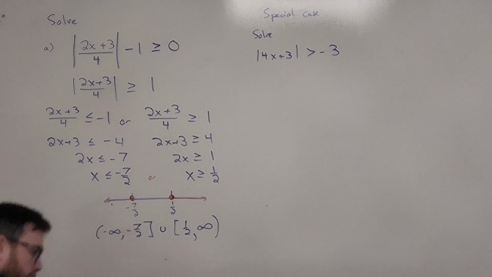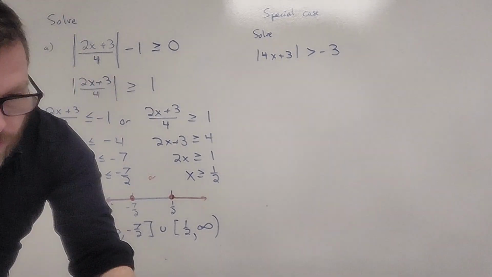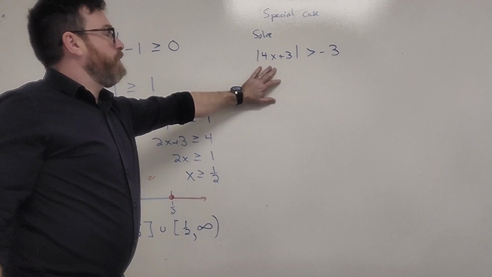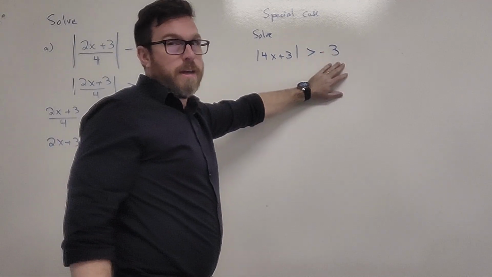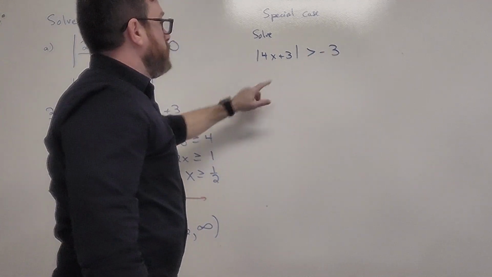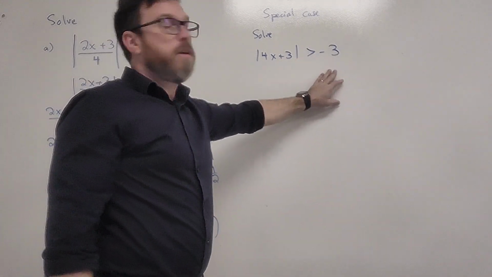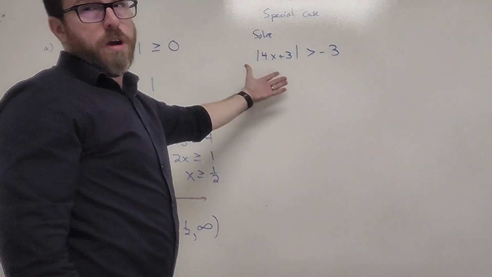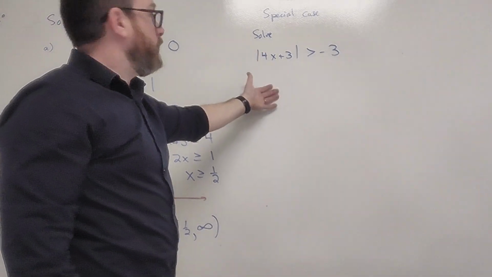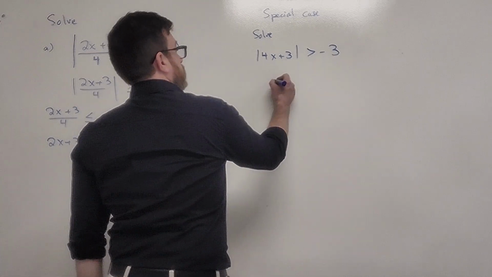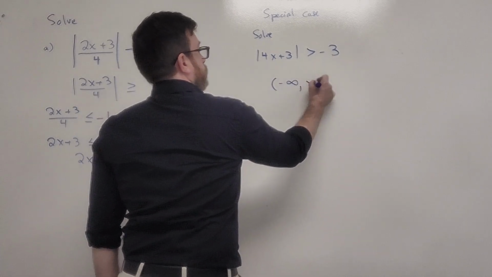Now there's one other special case I wanted to show for absolute values greater than, which is what happens if I ask you the absolute value of 4x plus 3 is greater than negative 3. Well, what we know is that absolute values will always spit out numbers that are 0 or positive. So this is always true. No matter what number you pick in here, it's always going to be greater than this negative 3. So our solution is going to be minus infinity to infinity.